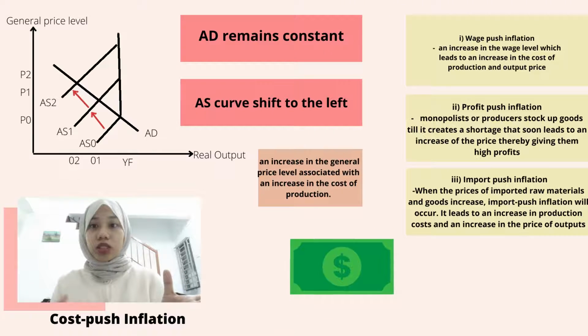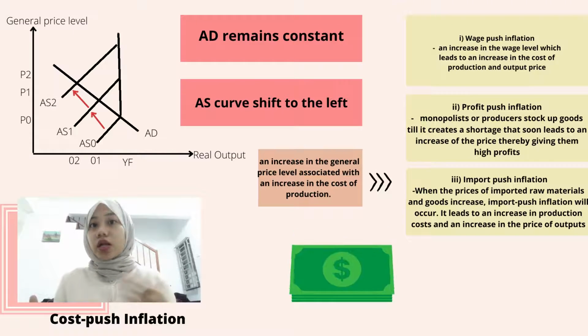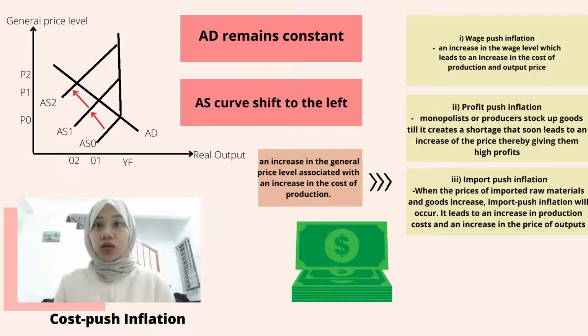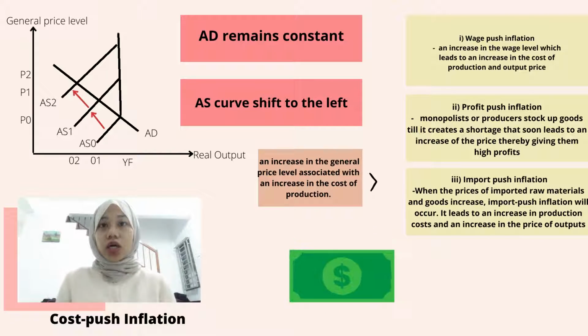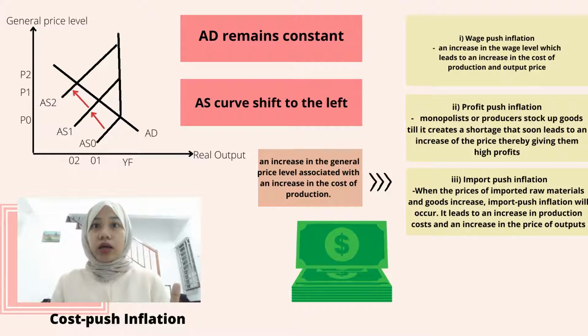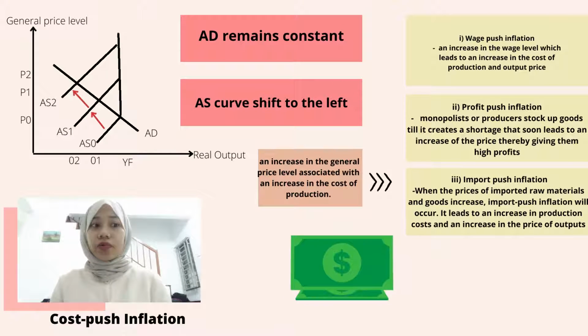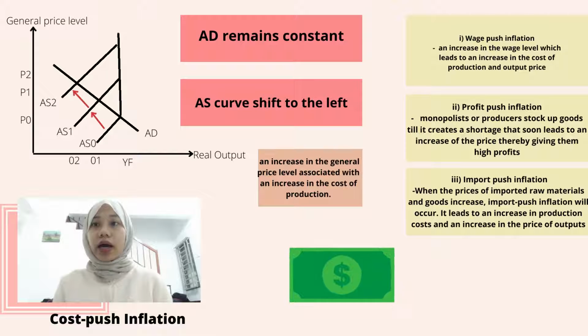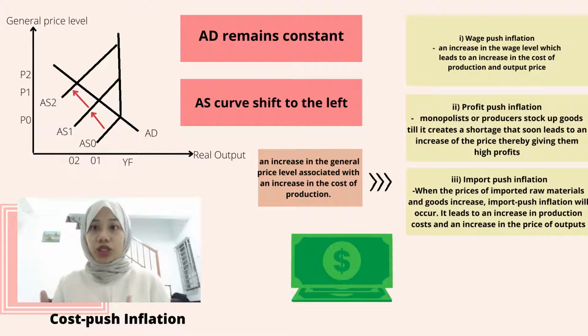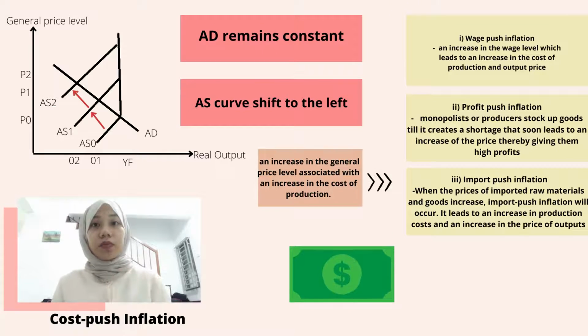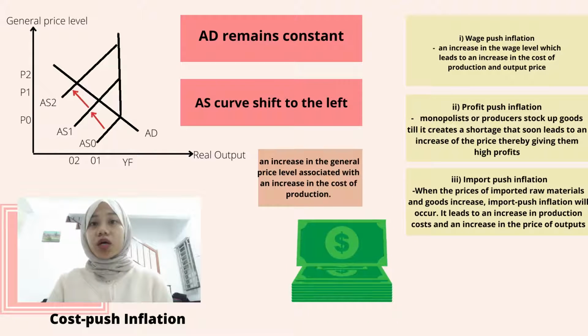For instance, wage inflation increases salaries. It usually occurs when there is an increase in the wage level, which leads to an increase in the cost of production and output price. But it rarely happens without active labor unions, because organized labor unions will seek further wage increases through their collective bargaining strength.